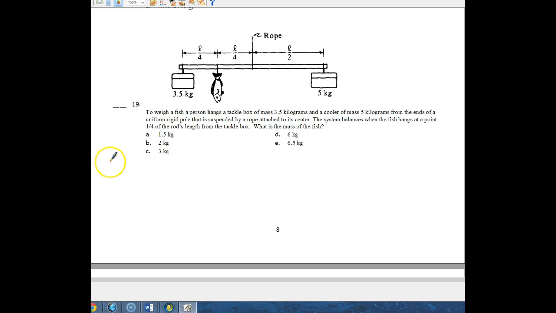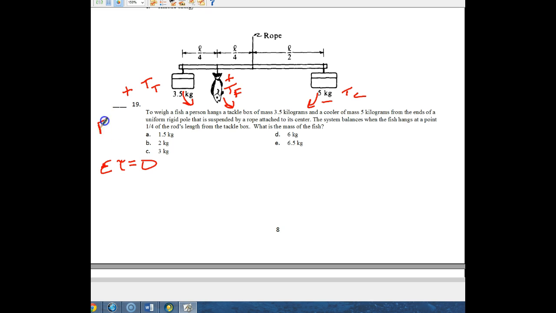Really strange, I know, but nonetheless, the sum of the torques should be equal to 0 if the whole thing sets up. So I've got the torque of the tackle box, the torque of the fish, and the torque of the cooler, all three of those. This one will have a torque going in this direction, this one in this direction, so both of these are positive torques because they're going clockwise. This one is negative because it's going counterclockwise, and I can just add all those torques together.